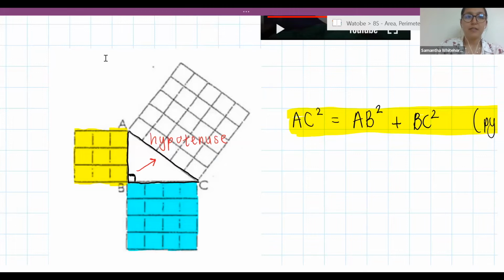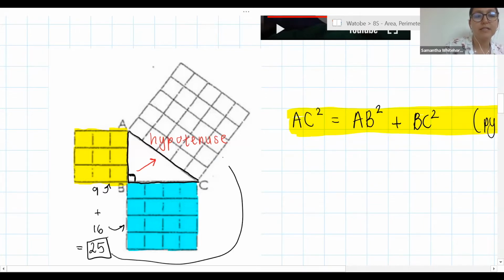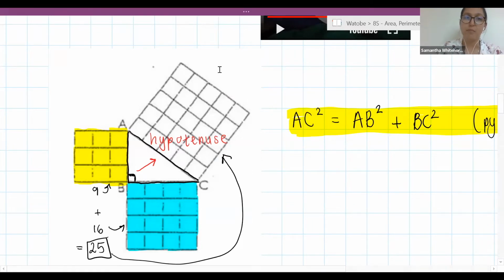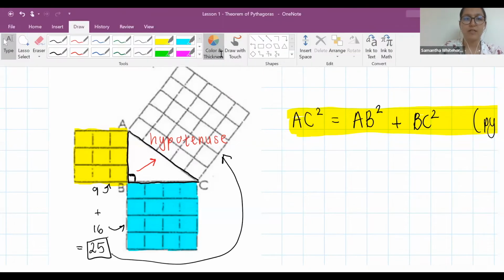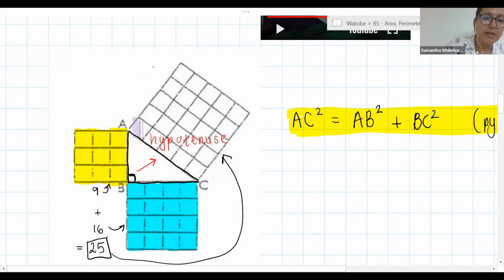Now, what is the sum of those two things? What is 9 plus 16? The 9 blocks plus the 16 blocks, we know we get 25. According to Pythagoras, that means I should have 25 blocks for my hypotenuse squared. Let's have a look if that is indeed the case. Let's get a proper highlighter going here. I can see that my length AC is 5 blocks long, and if I square 5, I get 25 blocks. And so it is indeed true that the hypotenuse squared is equal to the two other sides squared and added together.